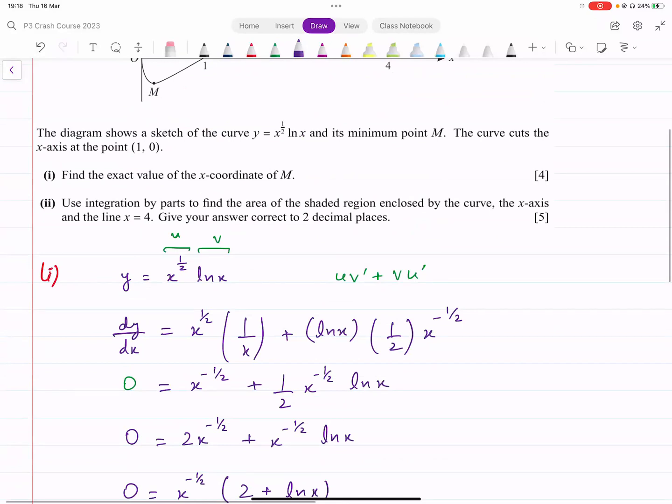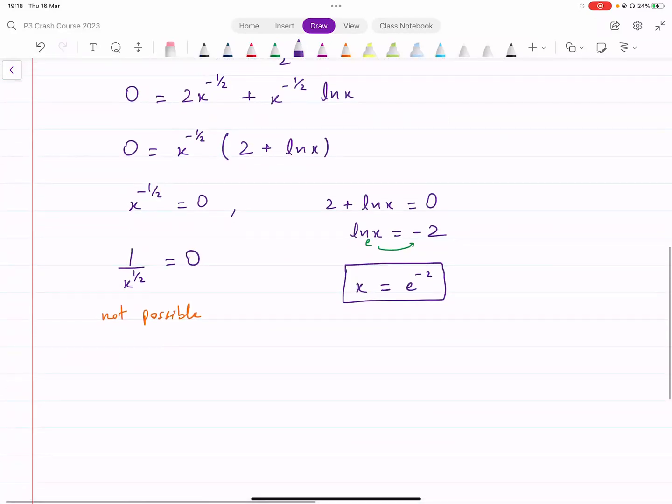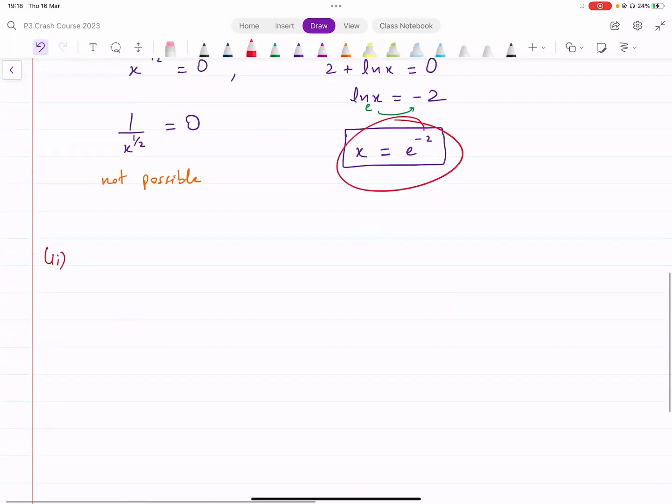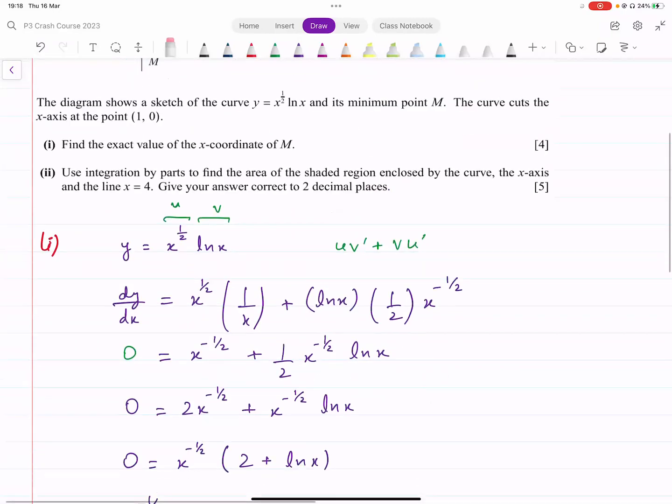Okay, that was the first part. Let's look at the next part. You could leave it like this, and that's okay. Or if you want, you could also write it this way, 1 over e square, and that's also going to be okay. All right, let's look at the next part now.